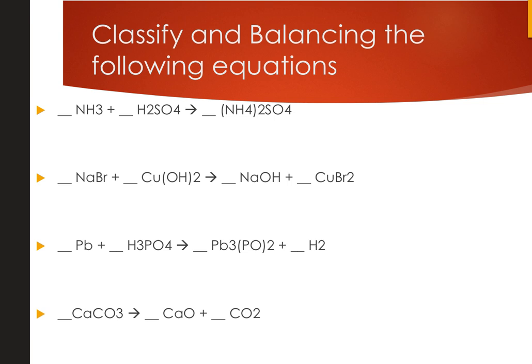So we have to balance the equation. I'm going to do the tally method just to review that. NH3 plus H2SO4: I have 1 N, 5 H's, 1 S, 4 O's. And on the right, I have 2 N's because there's a 2 after the parenthesis. I have a total of 8 H's, 1 S, and 4 O's.